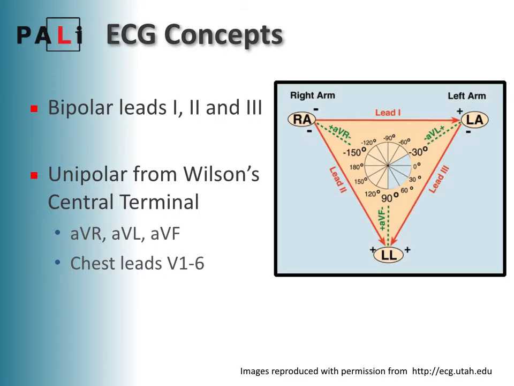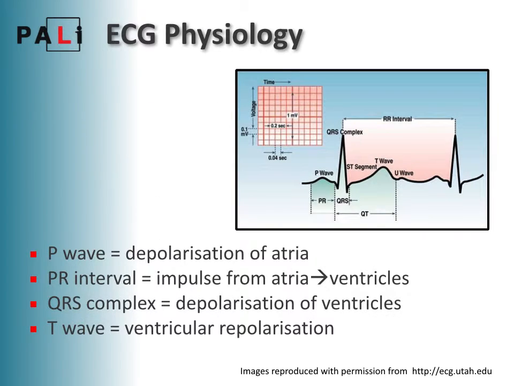Bipolar leads measure the potential difference between 2 electrodes. These are in the limbs. Unipolar leads measure the potential difference of an electrode from this central point, which is called Wilson central terminal. And these make up the remainder of ECG electrodes used.